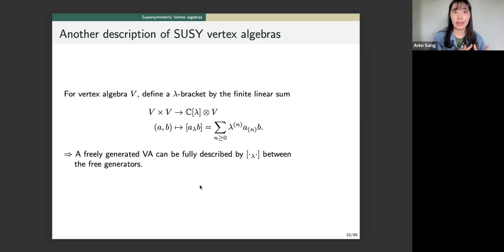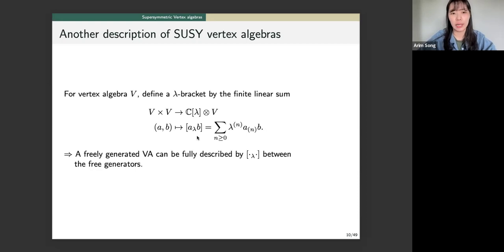So as in the vertex algebra, we often use a different notation called the lambda bracket. In the vertex algebra, the lambda bracket is defined by a finite linear sum by introducing an even formal variable lambda. This lambda bracket is basically a linear sum whose coefficient is given by the nth product between two elements. Here, lambda to the n is just a divided power, lambda to the n divided by n factorial. And here we only denote the positive nth product.